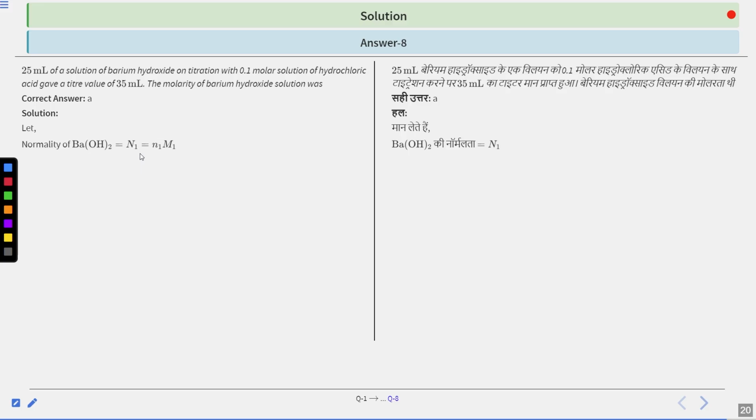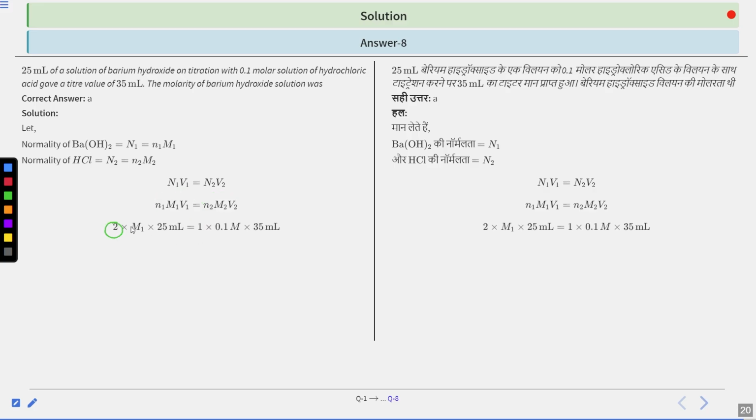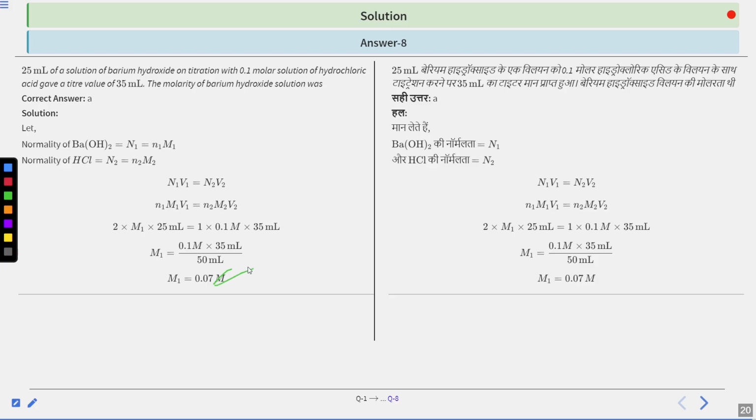So if you just calculate the normality, then it will be N1 M1. Clear? And what about the normality of HCl? It is N2 M2. So N1 V1 is equal to N2 V2 for complete neutralization. So keeping this here, N1 M1 V1 equals N2 M2 V2. So what is n for Ba(OH)2? It is 2. Volume is given. For HCl only one H plus is present, and volume and molarity are given. Now from here you can find the molarity of the barium hydroxide. So that will give you 0.07 as your correct answer.